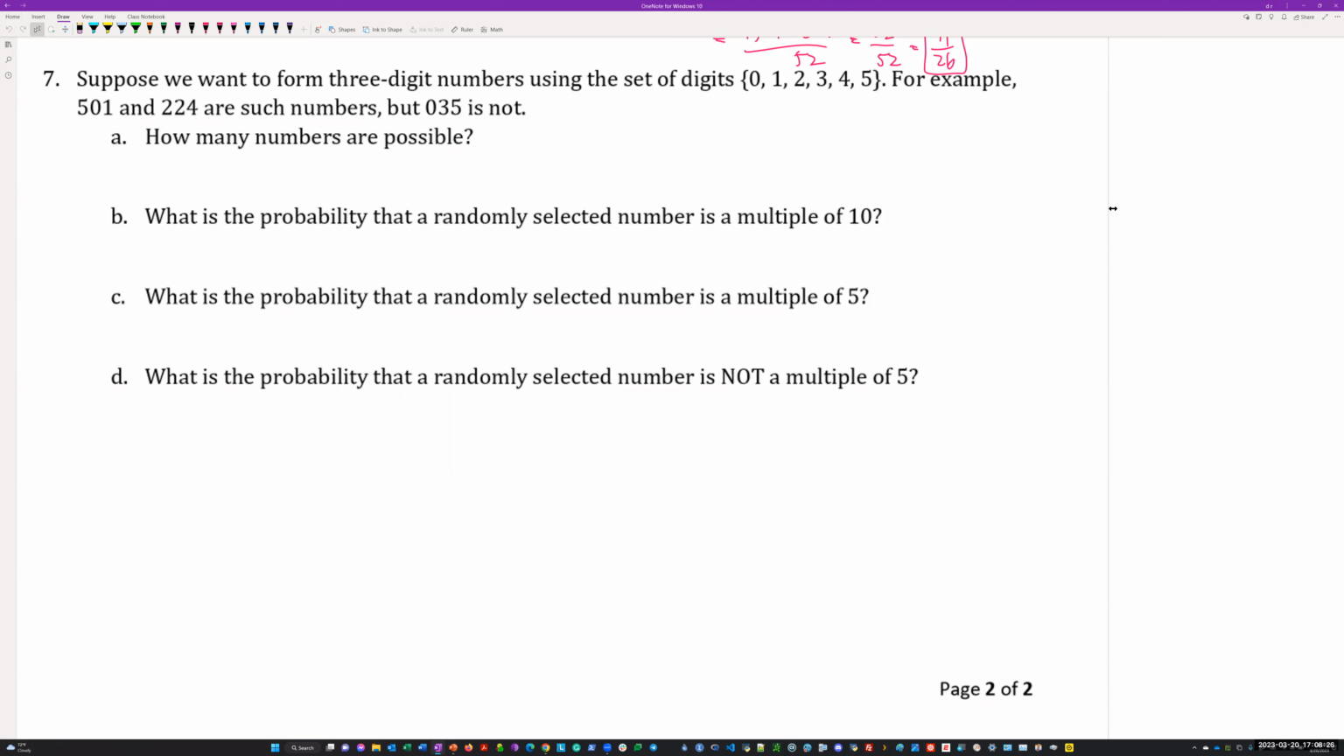1, 2, 4 could be fine. I mean, they just want to know how many 3-digit numbers there are that we can make out of these numbers. Pretty much what you were saying is really more or less all we really need to start thinking about. There's a little bit more, but not much.